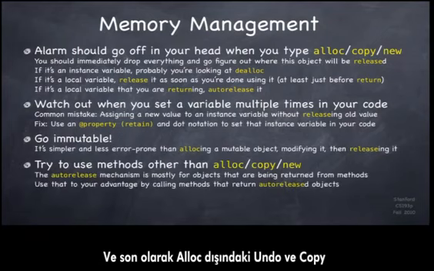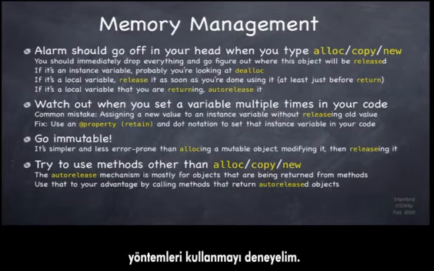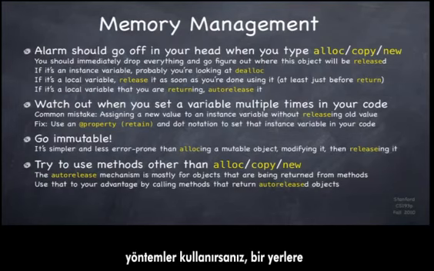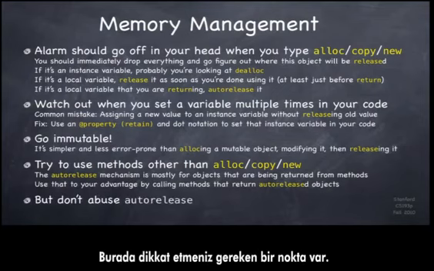And then the last one is try to use other methods other than alloc and copy. Go use methods that return auto-released objects, because then you won't have to worry about putting release anywhere, right? So try to use those, and I'm going to show you an example of that as well. But there is something of caution there.